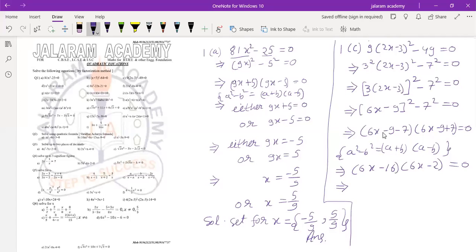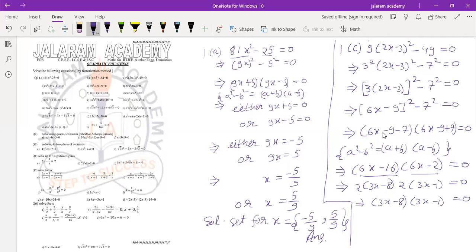No, sir. Now, sir, we can take 2 common from the first bracket. So 2 into 3x minus 8, 2 common from the second bracket. So 2 into 3x minus 1 equals to 0. It implies 2 and 2 are constant, so they will be cancelled out. They cannot be 0. Right?